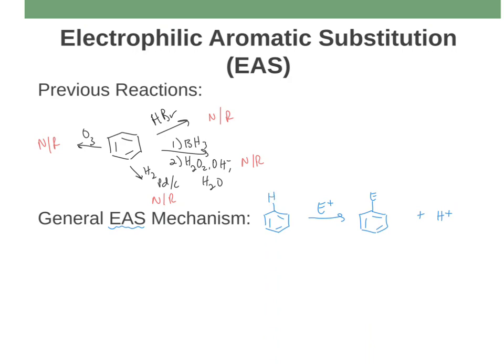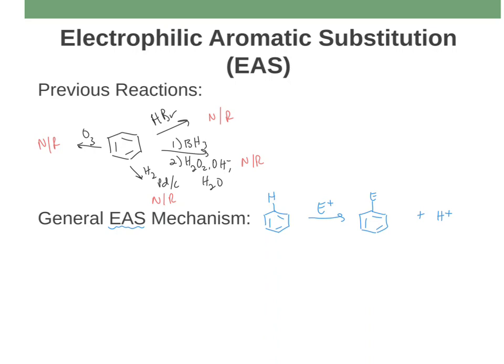But the idea is that we are substituting, hence the S in this, the substitution. We're substituting out a hydrogen on a benzene ring. We're replacing it with some super electrophile. And the thing that we're using to replace it with is an electrophile, not a nucleophile. So it's not like an SN1 or SN2 where the things that came in were nucleophiles. This is an electrophile.